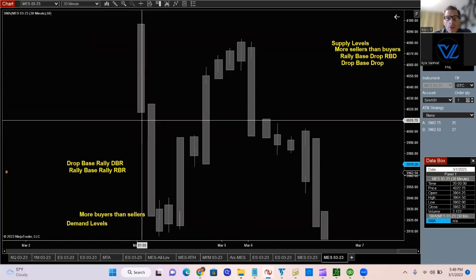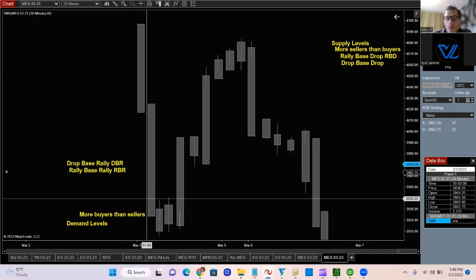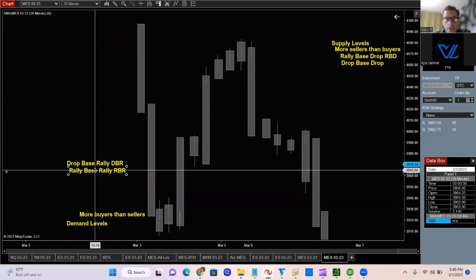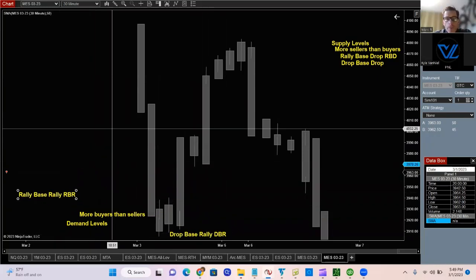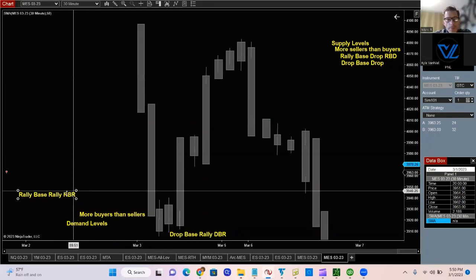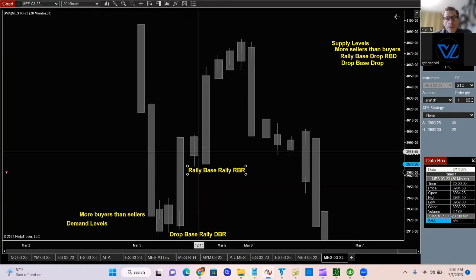In this situation, price came down a little bit, there was no one left to buy, so price had to move down further to find someplace where people want to buy. So this is going to be your drop base rally. Price drops, bases, moves up. Then a rally base rally: price moves up, pauses a little bit with a basing candle, and moves up again.